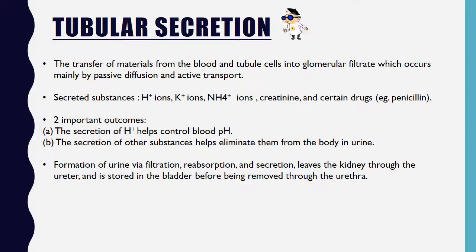Urine that is formed via the three processes of filtration, reabsorption, and secretion leaves the kidney through the ureter and is stored in the bladder before being removed through the urethra. At its final stage it is only approximately 1% of the originally filtered volume, consisting mostly of water with a highly diluted amount of urea, creatinine, and variable concentrations of ions.